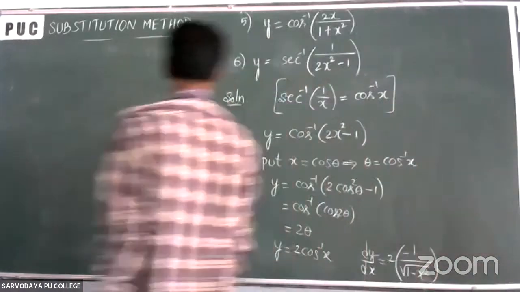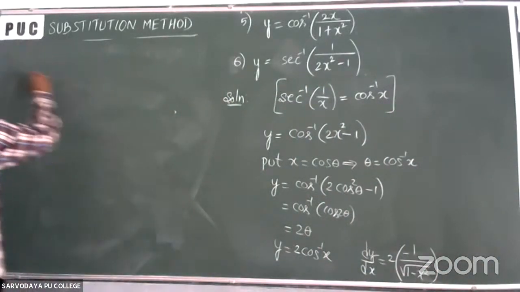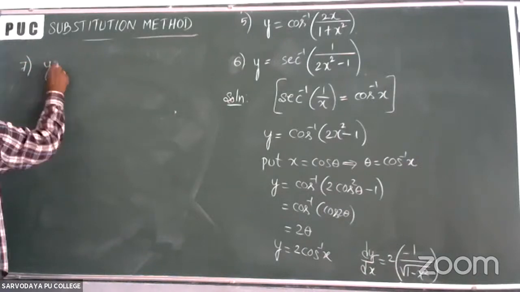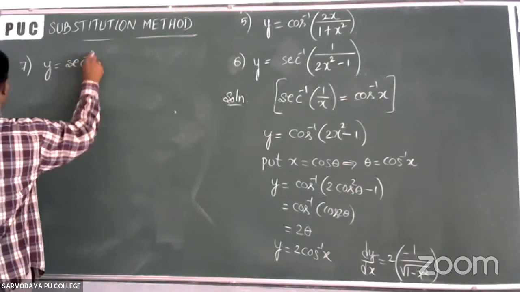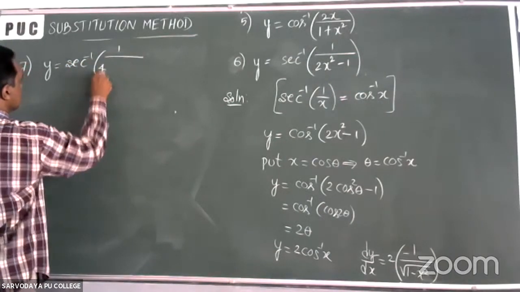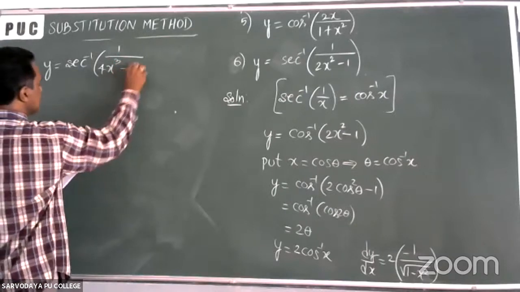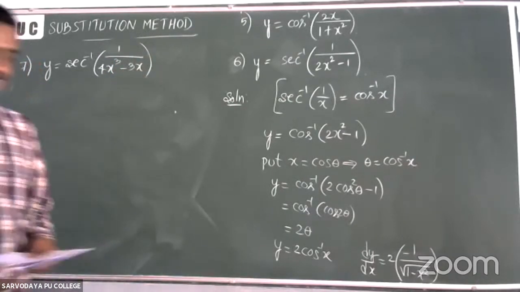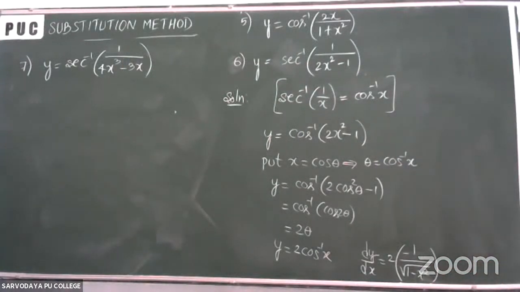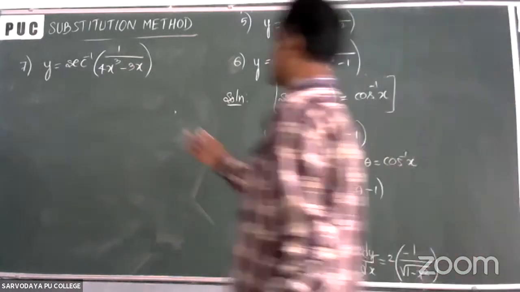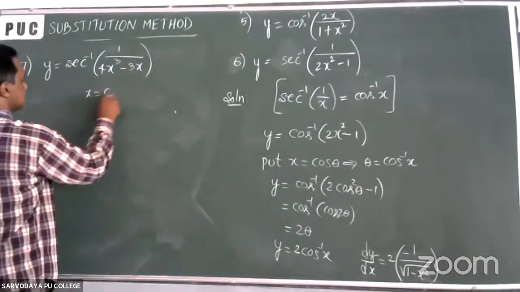Okay, next, the 7th one, another homework problem. It is y is equal to secant inverse of 1 by (4x cube minus 3x). Take it as homework. Put x is equal to cos theta, that is the hint.